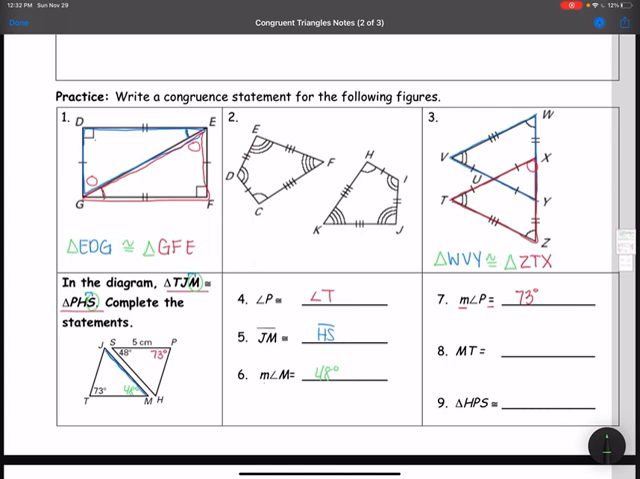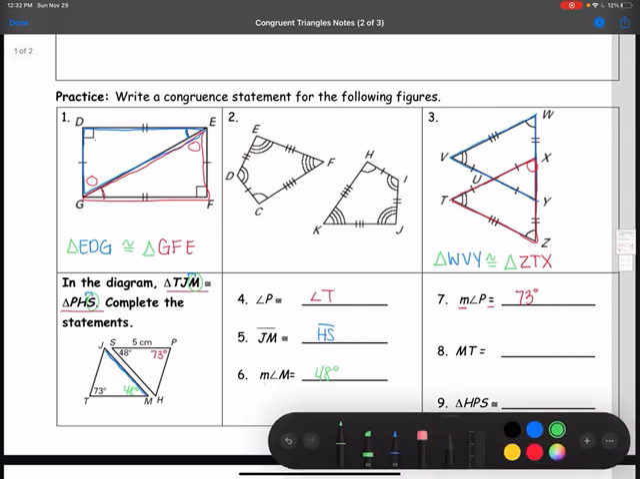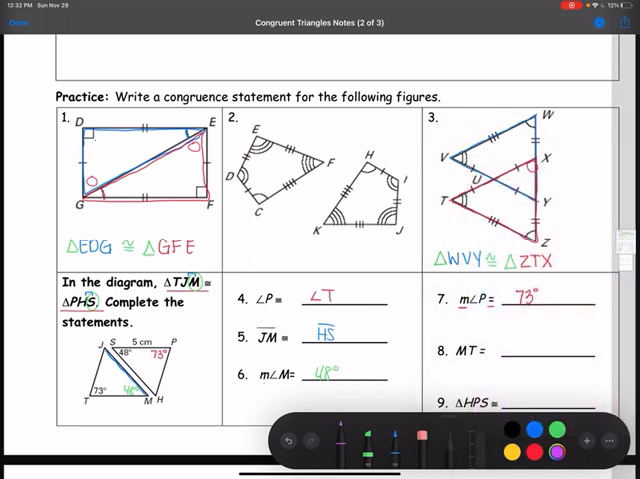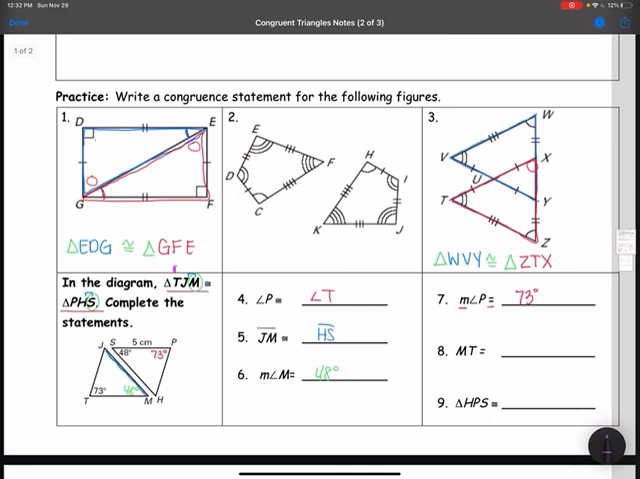Now, number 8 is asking us what's the measurement of MT. So again, if we look at our congruence statements, let's pick a different color. All right. We're looking at MT. We can see that TM, that's the first and the last letter in our congruence statement. So down here, we're looking at P and S. So we know that MT here, I'll put a tick mark, is going to be congruent to PS, which is that side there. So if PS is 5 centimeters, that means MT is 5 centimeters.